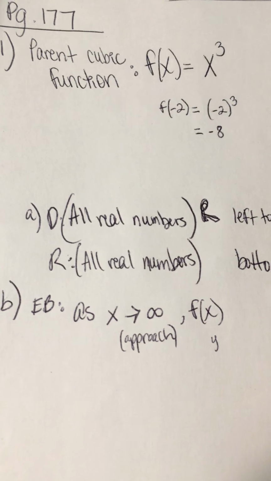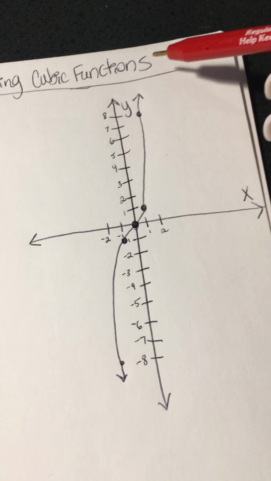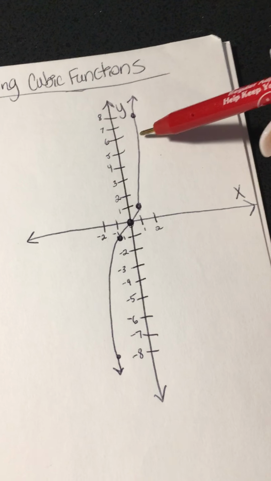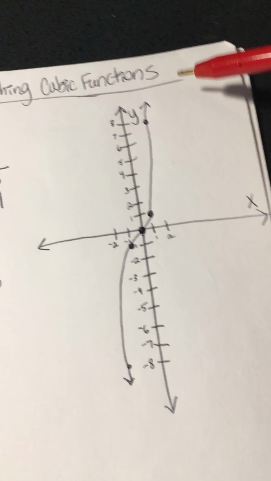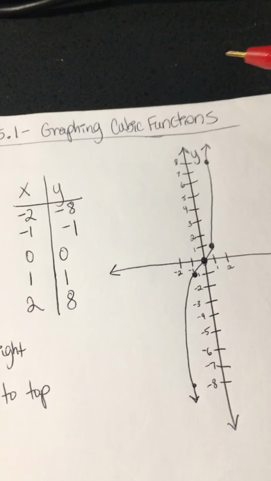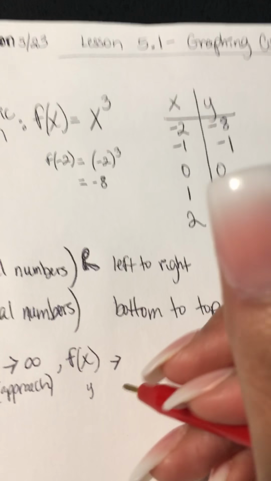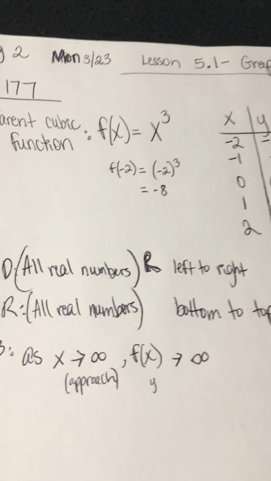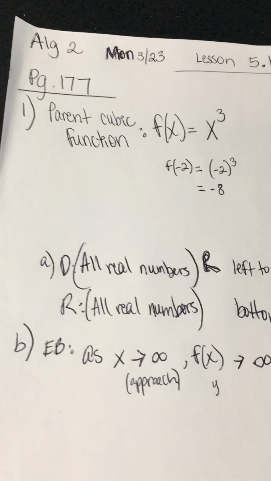F of x is the same thing as the y values. The y values are also going to get higher and higher because it's going to the right and going up in a diagonal fashion. The y values will also get bigger and bigger, so they will also approach positive infinity. So as the x's get bigger, the y's get bigger.